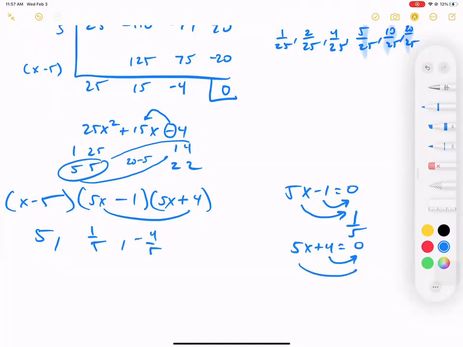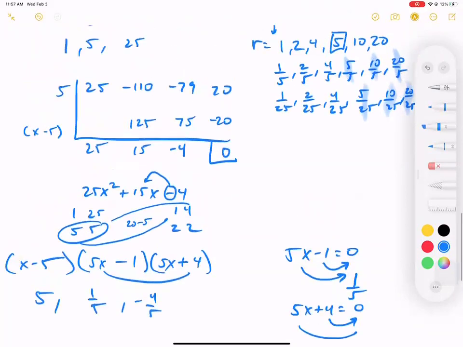These are my roots. Were these possibilities in my list of so many possibilities? 5 was a possibility, 1/5 was a possibility, and negative 4 over 5, that was a possibility too.